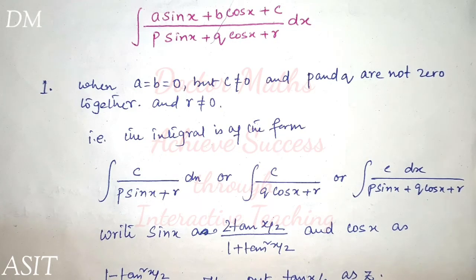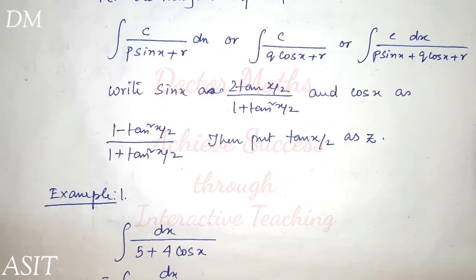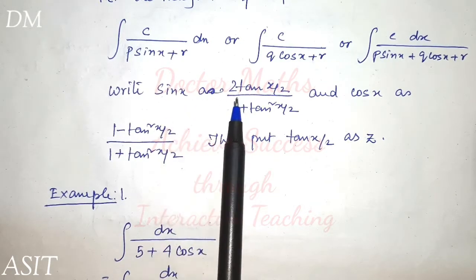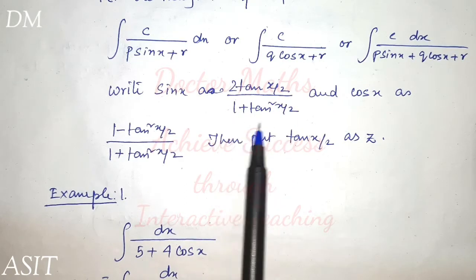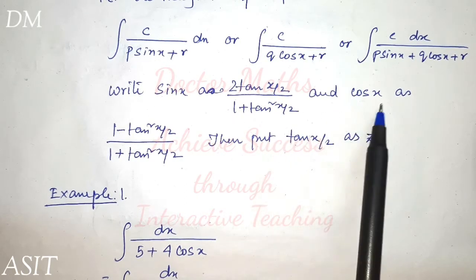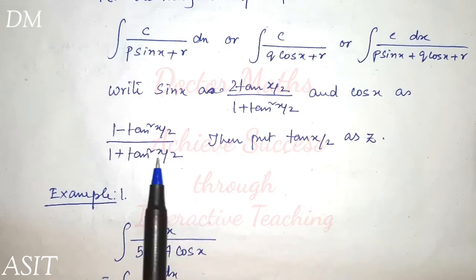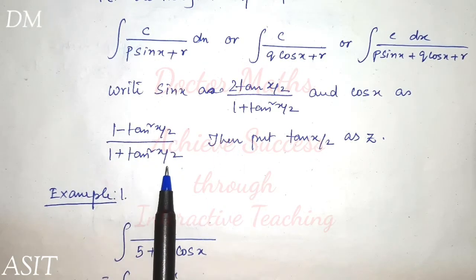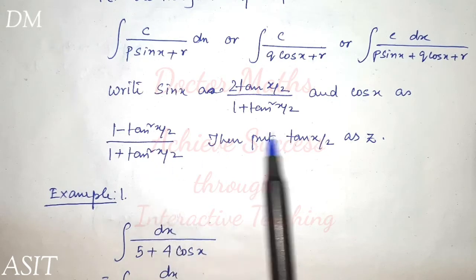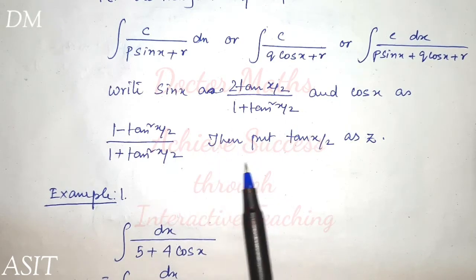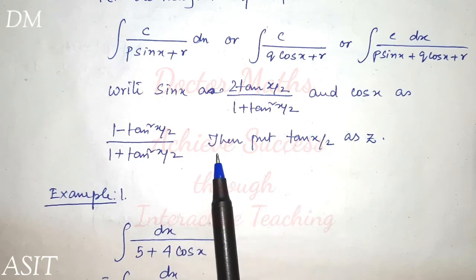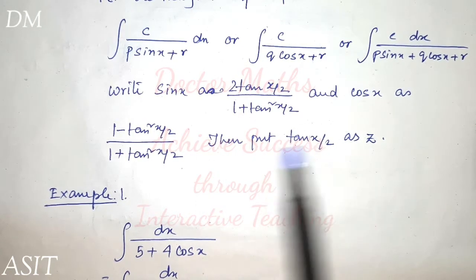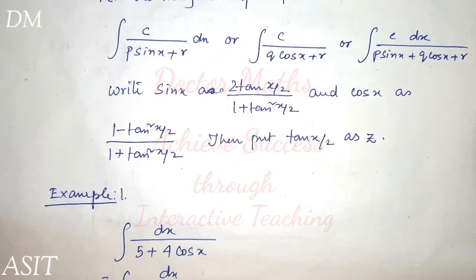So in that case, how to integrate? In this case, we will write sin x as 2 tan(x/2) by 1 plus tan square(x/2), and if cos x is there, then we will write cos x as 1 minus tan square(x/2) by 1 plus tan square(x/2), which is the formula of multiple and submultiple angle of trigonometric functions. Then we will put tan(x/2) as z. So let us see one example.